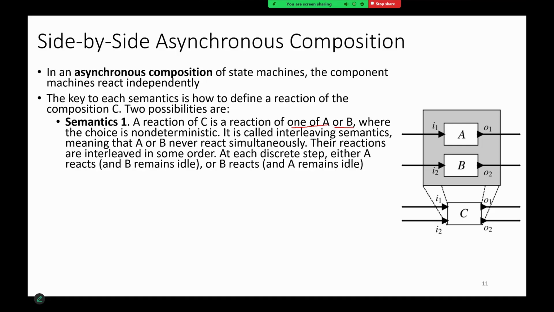And we call this semantic interleaving semantic, meaning that A and B never react simultaneously. Their reactions are interleaved in some order. So either A reacts and B remains idle, or B reacts and A remains idle. Is this clear? Clear for everyone?